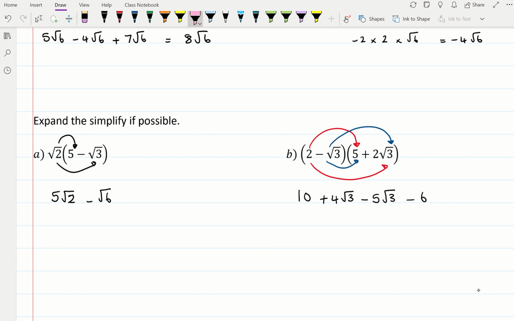And I've got like terms here, and the numbers are also like terms. 10 take away 6 is 4, and plus 4 root 3 take away 5 root 3 is minus 1 root 3, and I don't need to write the 1.